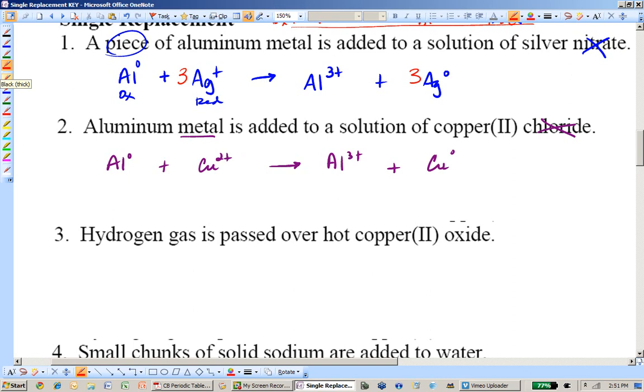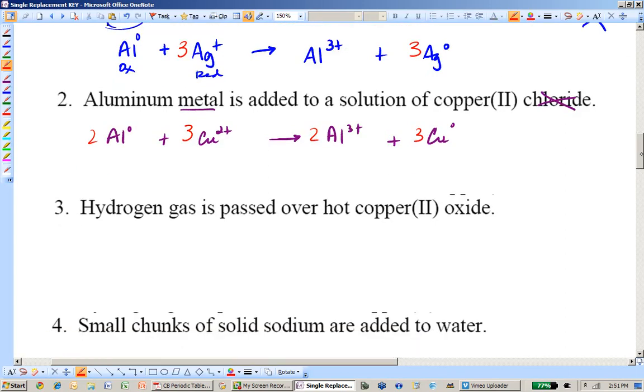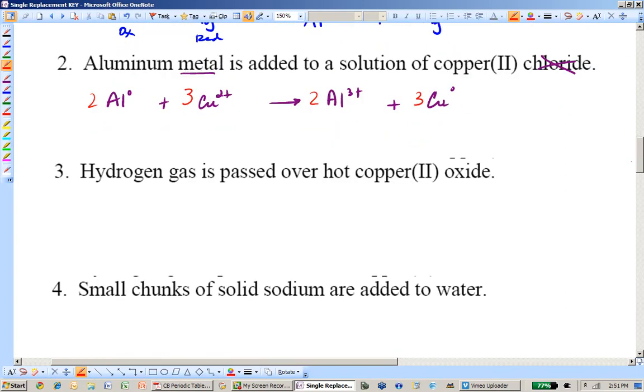So I got 2 on the left for a total charge, 3 on the right for a total charge. Gotta go to 6. So I'm going to need 3 of that and 3 of that. I'm going to need 2 of that and 2 of that. 6 on the left, 6 on the right. We're good. And I'm through balancing. But again, if you don't get that, then you can do the half reaction.